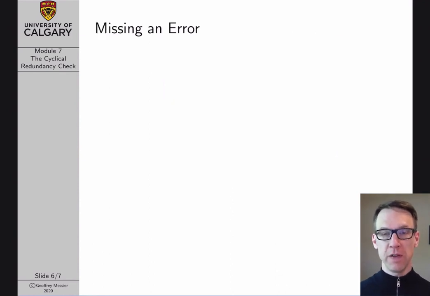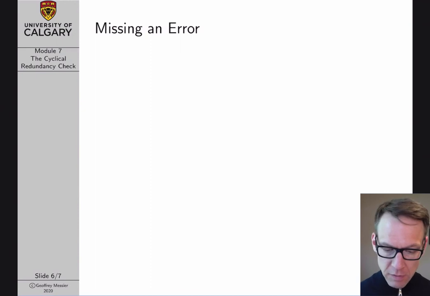Okay, so now as a final example, let's consider an error pattern that is missed by the CRC error detection scheme, because even though it's a lot better and really the industry standard for error detection, it isn't perfect. There are some things that can potentially be missed. And so again, let's consider the same frame.